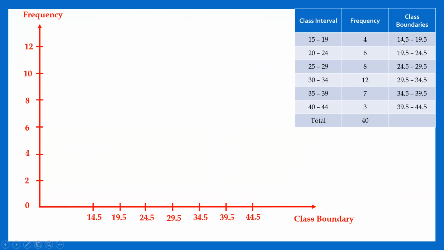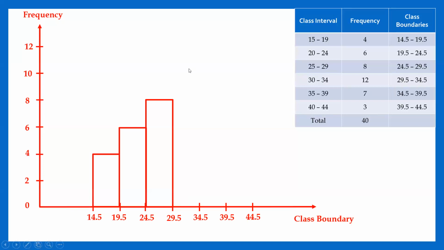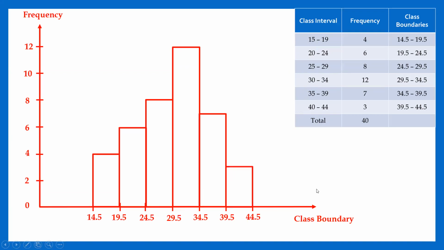Then the first rectangle is 14.5 to 19.5, the frequency is 4, so the height should be 4. The second frequency is 6, then 8, then 12, then 7 and 3. This visualization is called the histogram.